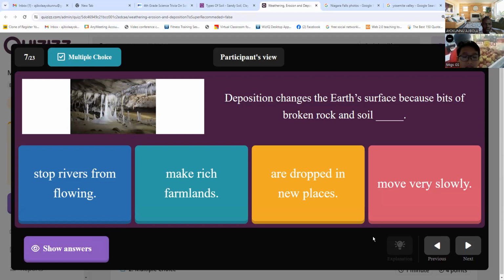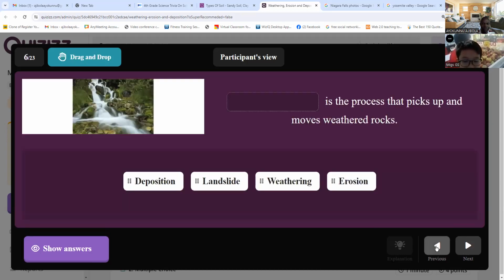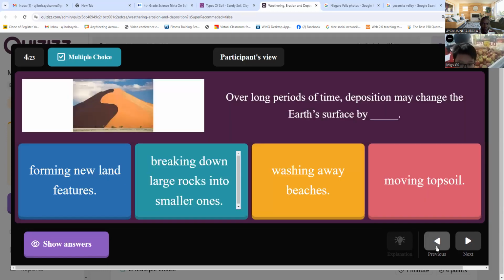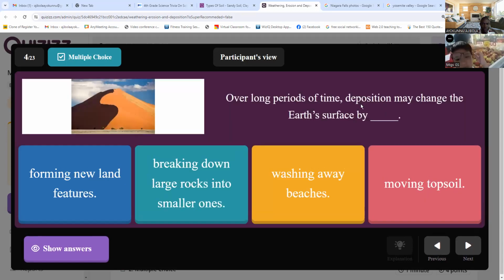Remember, we answered a question before. Can we go back to that question about deposition? Let's go back. Let's see that question on deposition. Over long periods of time, deposition may change the Earth's surface by blank. By forming new land features. Yes. So deposition actually means putting it down there and adding over it. Is that clear?